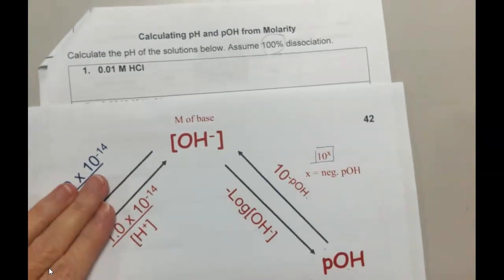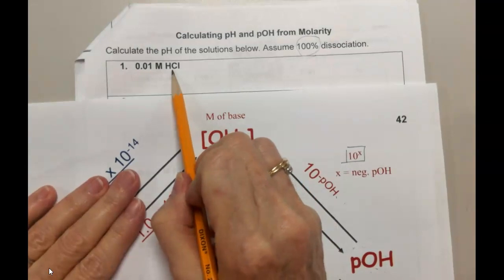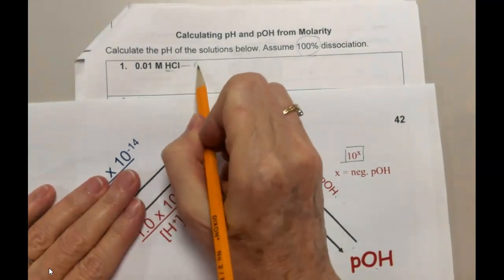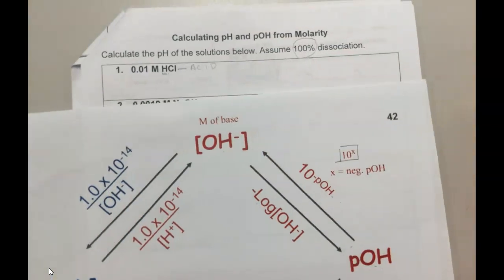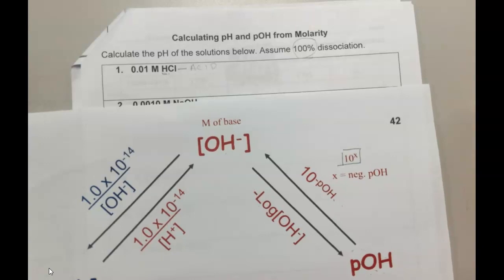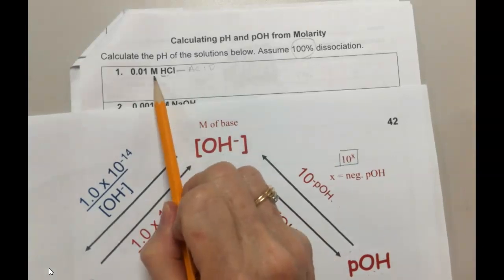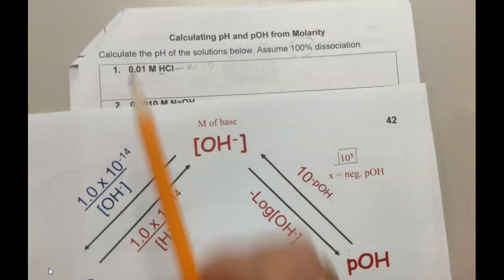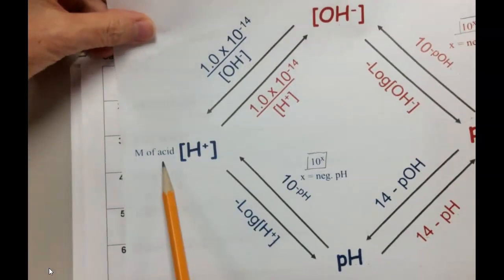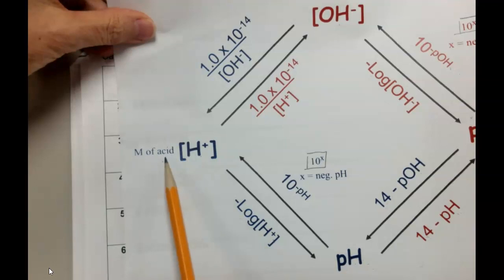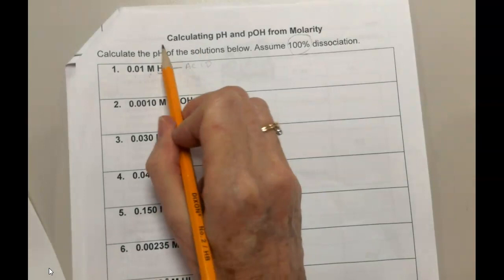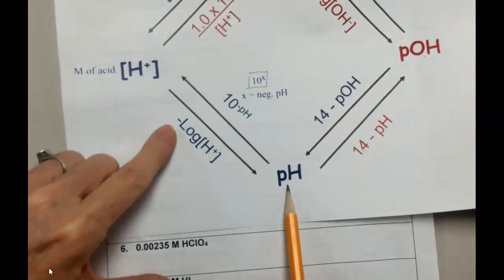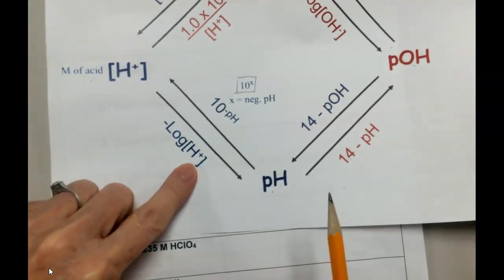The first thing we're going to decide is, is this an acid or a base? Well, it starts with hydrogen, so we know this is an acid. This is hydrochloric acid. Remember the names from before, okay? And we know the molarity of the acid. So if we know the molarity, what do we know? We know the hydrogen ion concentration of this acid is 0.01. What do we want to know? Calculate the pH of the solution. So we need to calculate the pH. So we're going to take the negative log of that concentration.